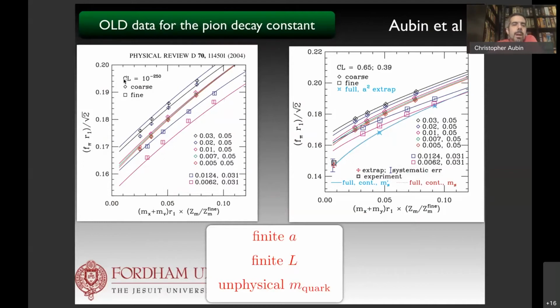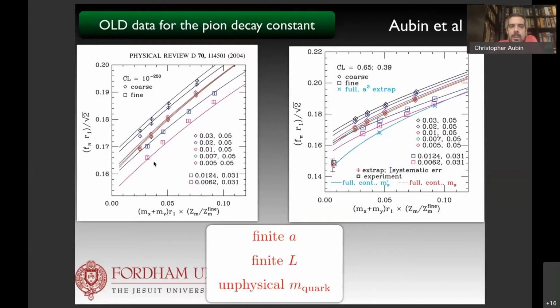Now this often goes by the name Q value or confidence level. This can range from 0 to 1, and the farther this is away from 1, the worse the fit. So we want this ideally to be 1. 10 to the negative 250 is rather small, fairly far from 1. And so there's a problem.